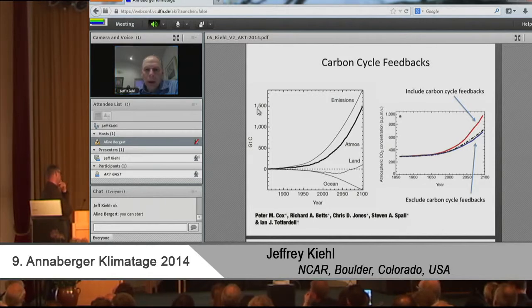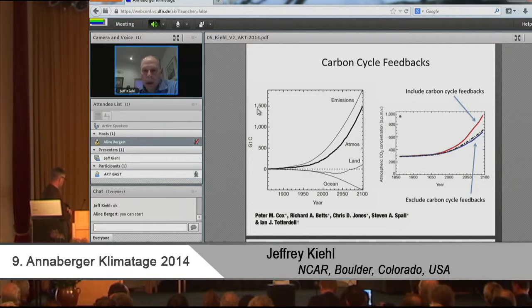On the left-hand side is a picture of essentially the amount of carbon either emitted into the atmosphere through the burning of fossil fuels, that's emissions, what remains in the atmosphere, which is labeled atmos, and then how much of the carbon is taken up into the oceans or land. What you see here towards the end of the 21st century, the land part of this carbon budget actually becomes positive. In other words, the land is becoming a source for carbon dioxide, and this is related to essentially tropical deforestation.